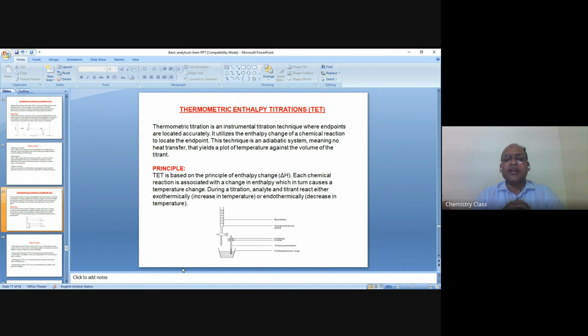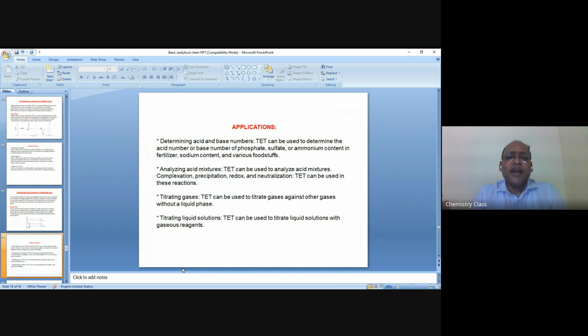During a titration, the analyte and the titrant react either exothermically, meaning an increase in temperature, or endothermically, meaning a decrease in temperature. So this is the picture where you can see that the base is there and hydrochloric acid is there. Below that, a thermometer is placed, and a polystyrene cup is there. On the basis of that, we have to calculate. The application of this one is determining acid and base number.